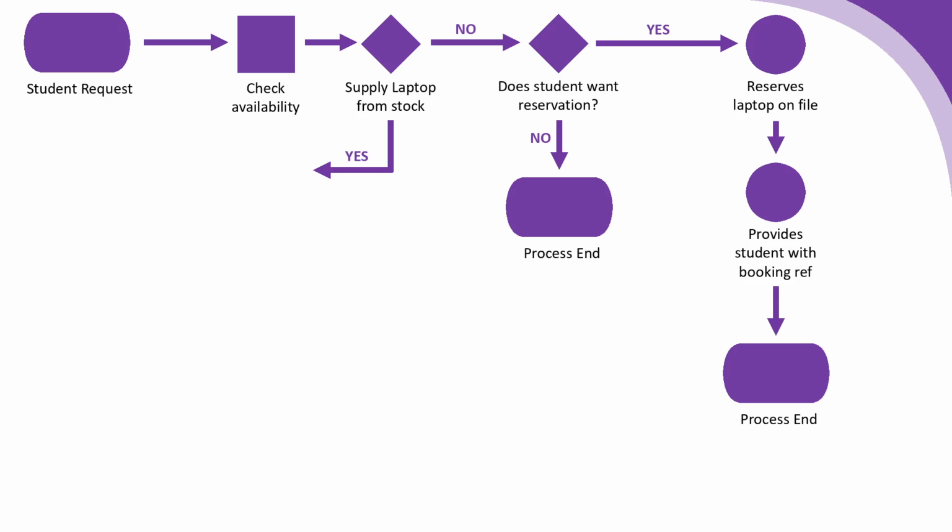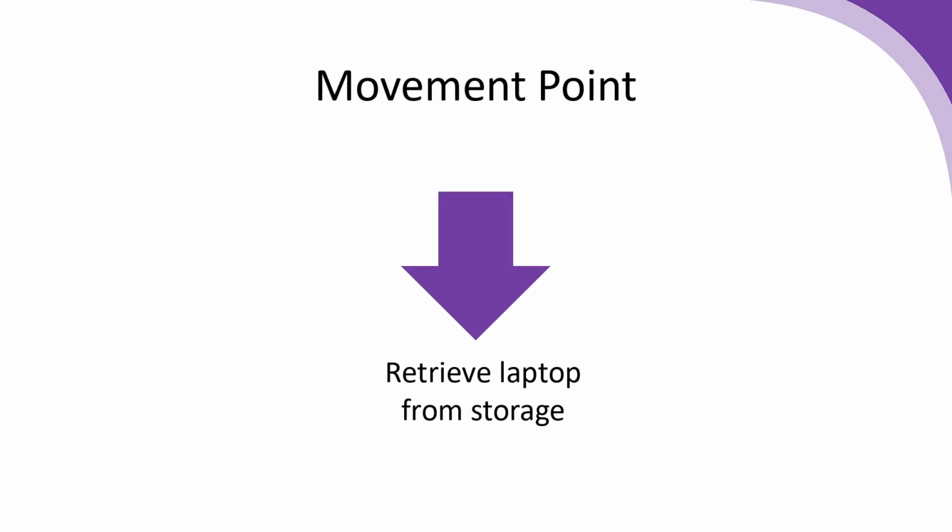Now, if we go back and look at what we would do if the student makes the request, we check the availability and there is a laptop in stock. So we are going to supply the laptop from stock. So this is following the first decision point. We're following the yes branch. We need to bring in a new symbol here in our process map, and that's going to be an arrow.